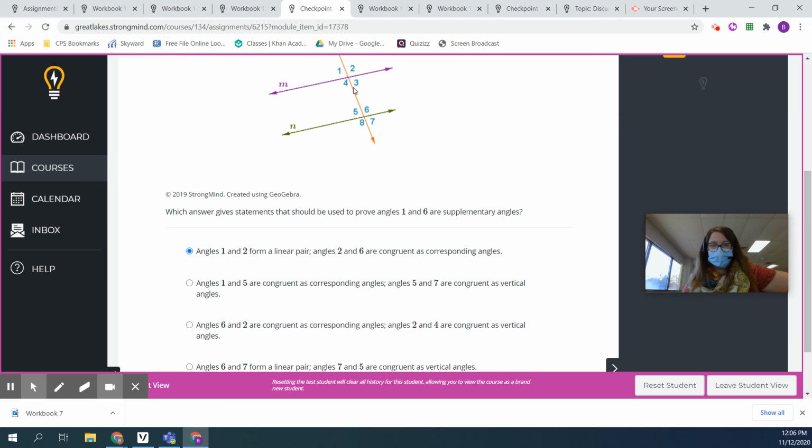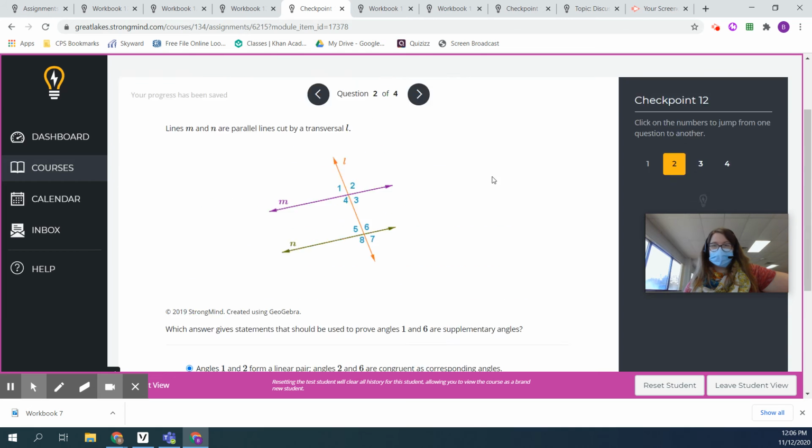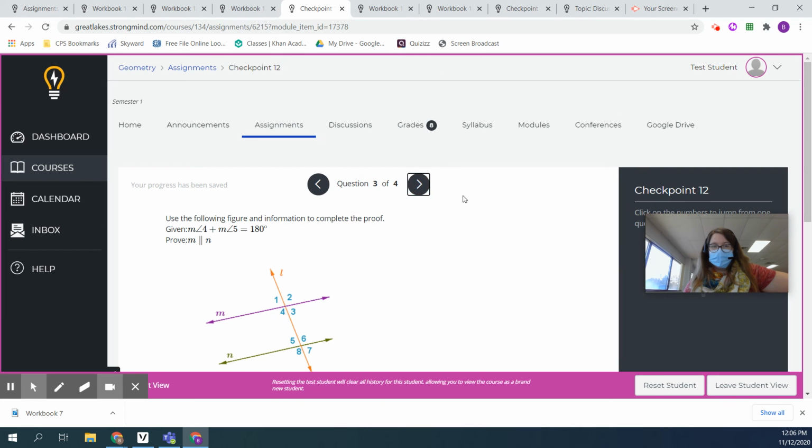6 and 2 are corresponding. And 2 and 4 are vertical. Doesn't help us again with angle 1. And 6 and 7 form a linear pair. That's true. 5 and 7 are vertical. That's true, but it doesn't help us with 1. So it has to be the one that we were on.